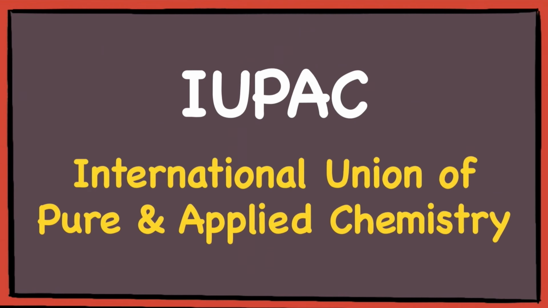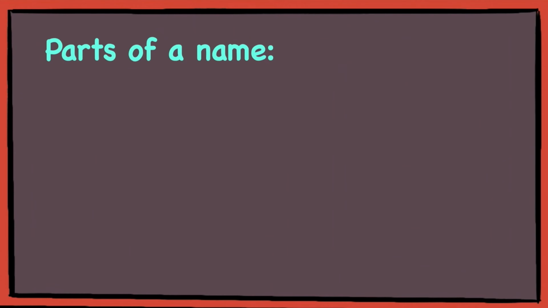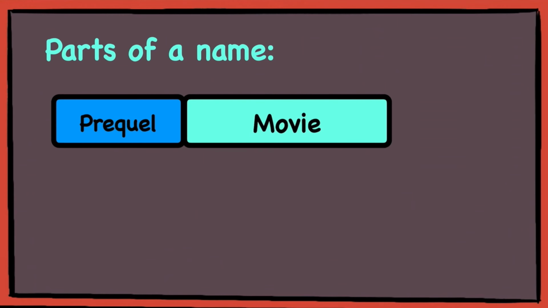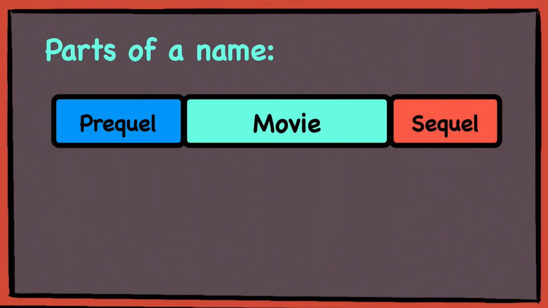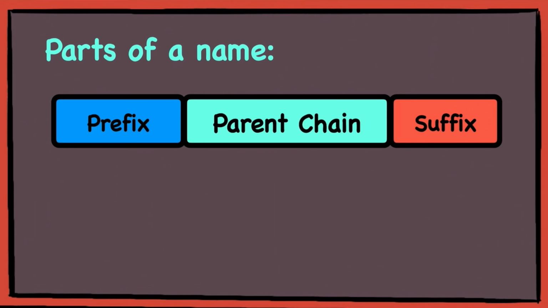IUPAC stands for International Union of Pure and Applied Chemistry, which is the international common language used to name organic compounds. Just like how a movie series has a prequel, the movie itself, and a sequel, every organic compound has three parts to its name: the prefix, parent chain, followed by the suffix.